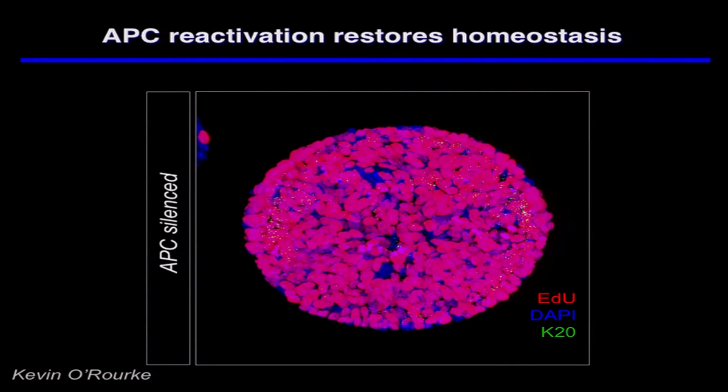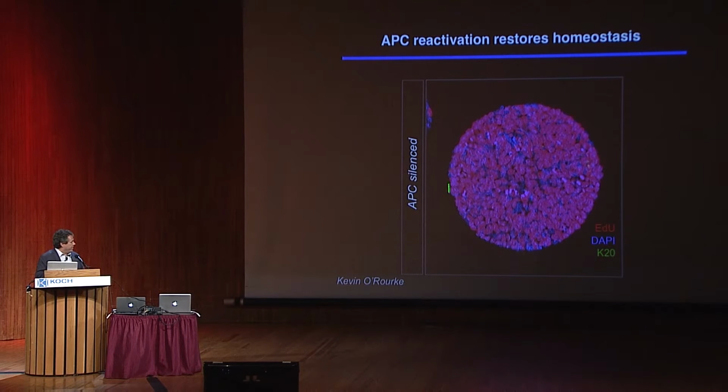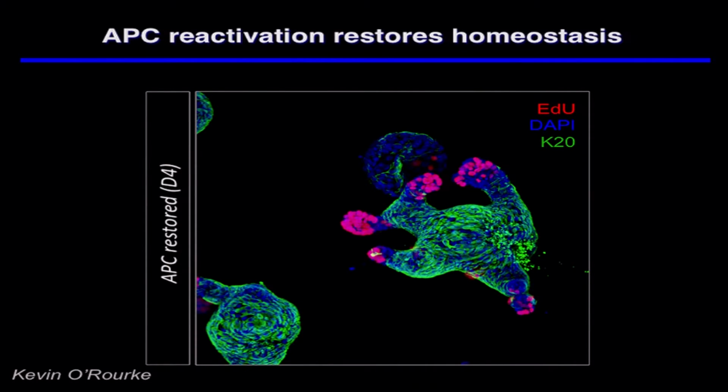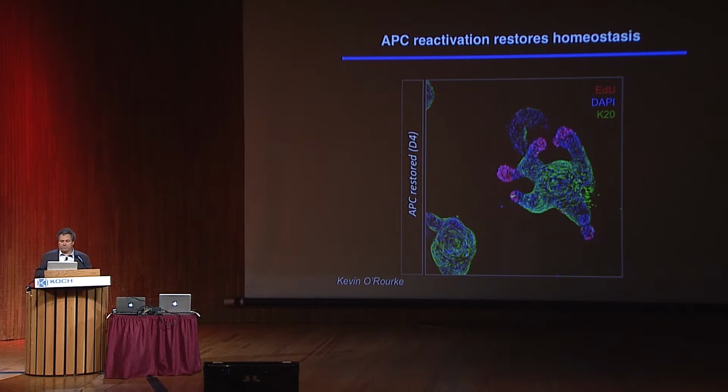Again, when we knock down APC, you see this spheroid formation where basically all the cells are in cycle. And again, K20, keratin 20, is a differentiation marker. You don't see it because these cells are undifferentiated. But 4 days after reestablishing APC, again, you see this very beautiful organoid structure, again, proliferation in the crypts, these differentiated cells outside. So again, the effect of APC on sustaining this sort of aberrant proliferation and differentiation block is cell autonomous.